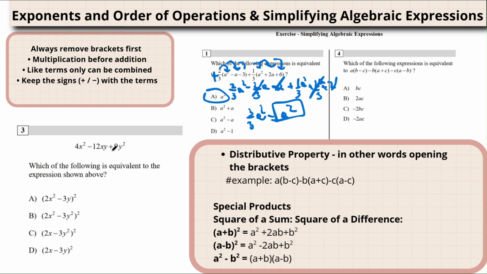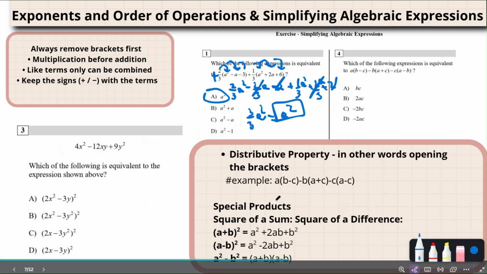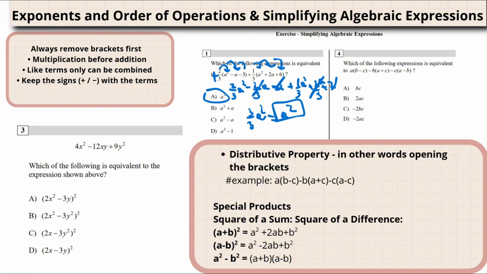However, I would like to explain this one after explaining this one. Why? Because we have some things to memorize there. Distributive property, in other words, opening the brackets. We have distributive property here. We just multiply it with the method of FOIL here. Nothing is difficult. But with special products, we have to memorize them as a rule if we don't know about them.